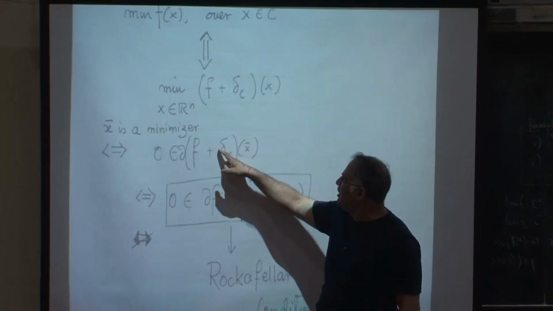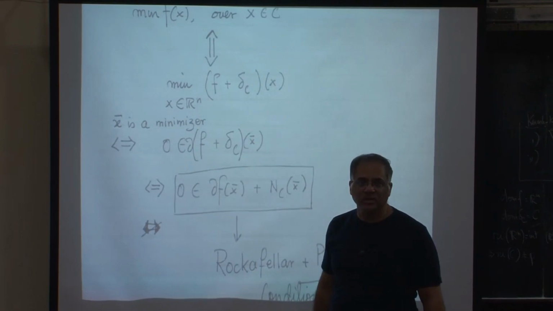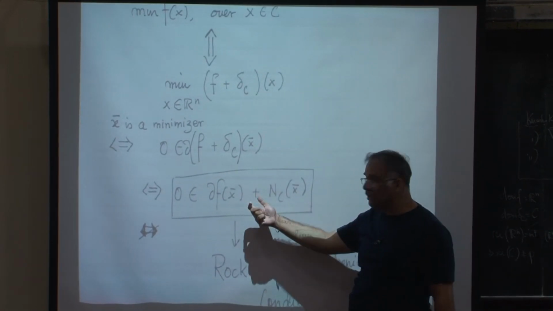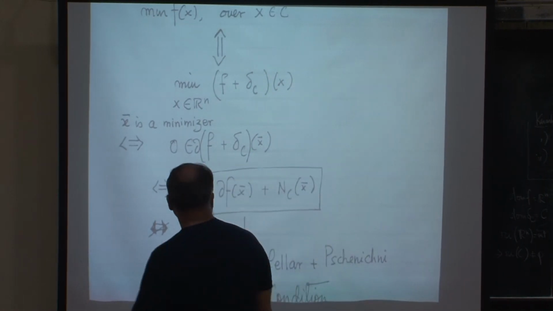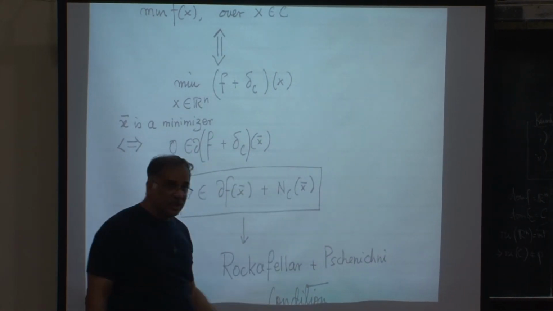which gives 0 is an element of the subdifferential of f at x bar plus the subdifferential of the indicator function. But we have shown that the subdifferential of the indicator function is the normal cone. And this is called the Rockafellar-Pshenichnyi condition.